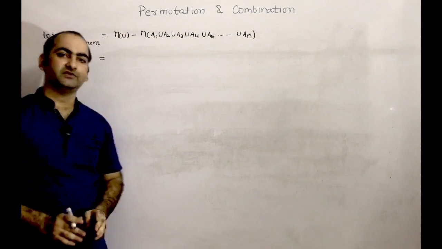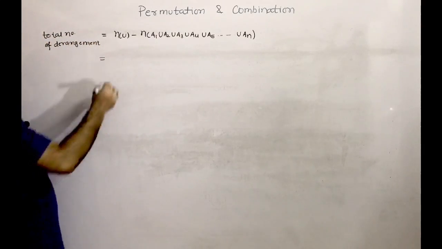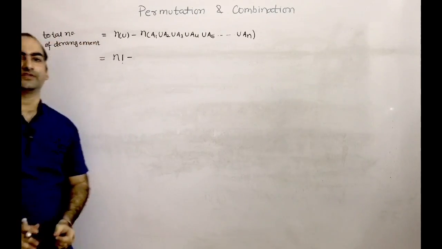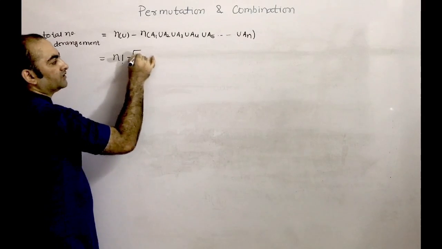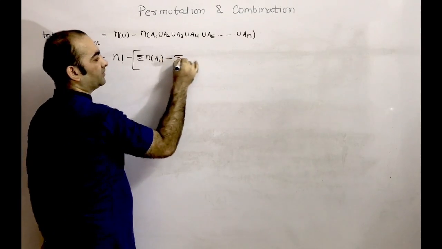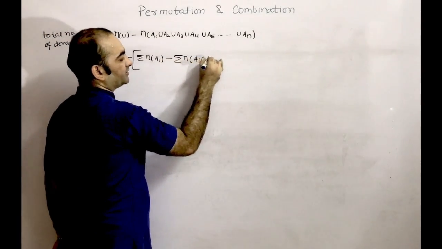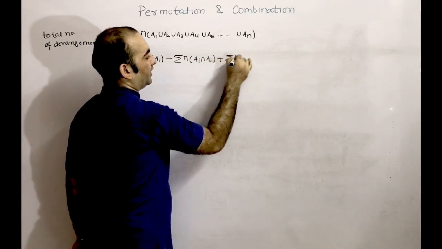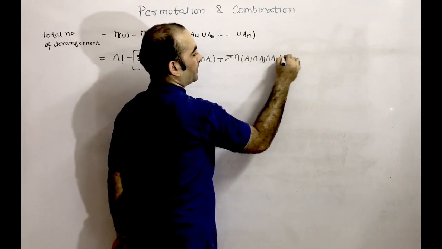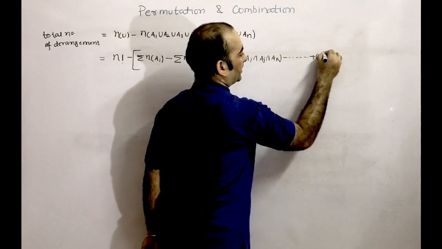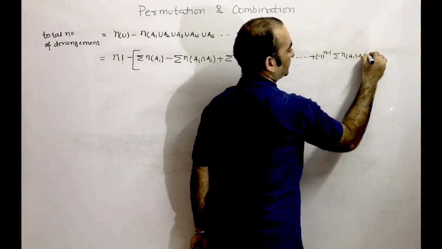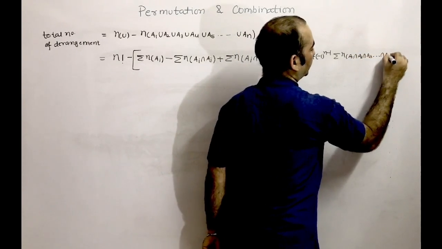n(U) is the total number of ways of arranging n things where there is no condition. So n factorial minus this, which we can expand by the principle of inclusion and exclusion. In brackets: sigma n(Ai), minus sigma n(Ai intersection Aj), plus sigma n(Ai intersection Aj intersection Ak), minus and so on, plus or minus (-1) power n minus 1 sigma n(A1 intersection A2 intersection A3 and so on intersection An).